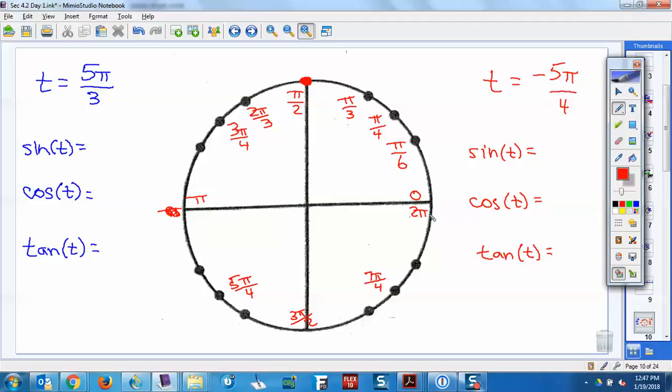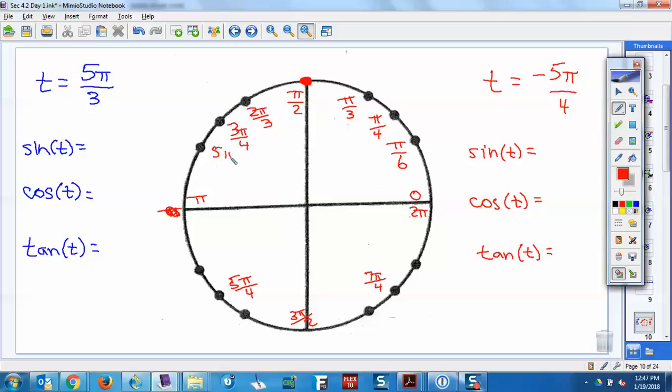Okay, now let's do pi over 6. So this first one's pi over 6. What's next? 2 pi over 6. Just count, right? 2 pi over 6 would be pi thirds. What's after 2 pi over 6? 3 pi over 6, that's pi halves. What's next? 4 pi over 6. That's 2 pi thirds.